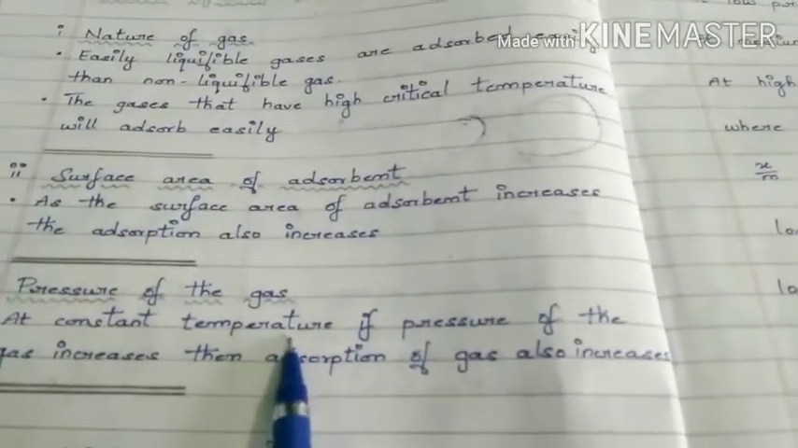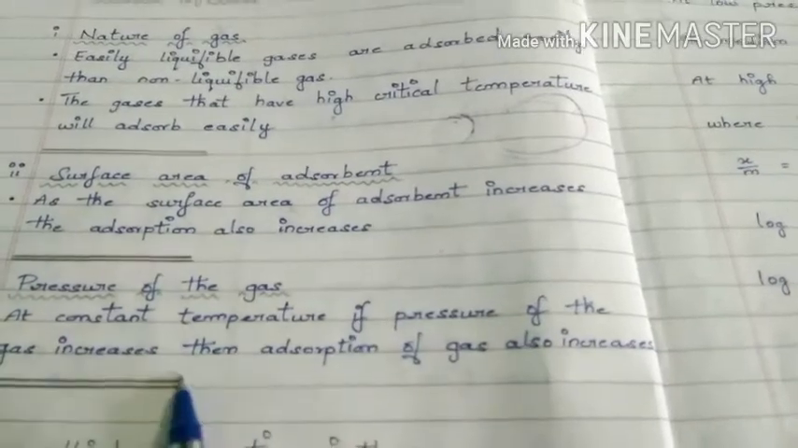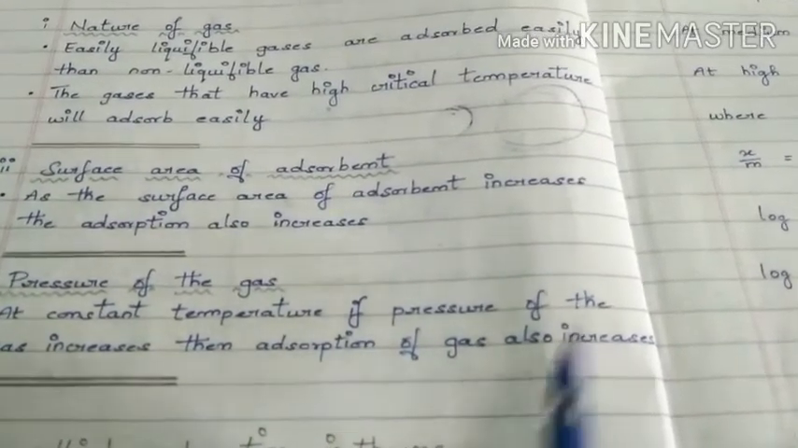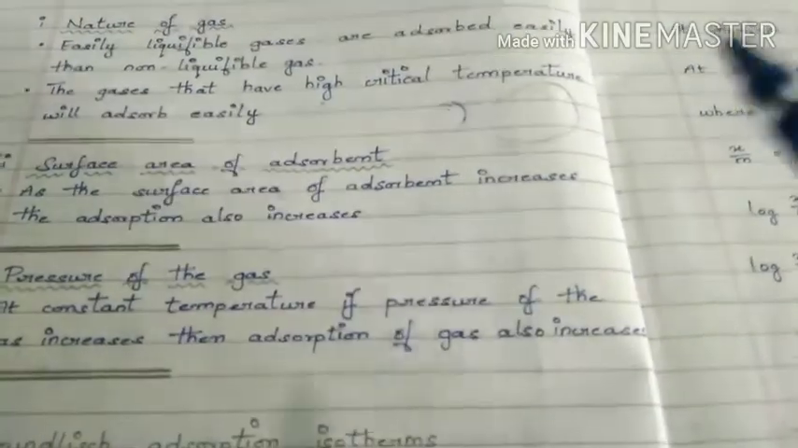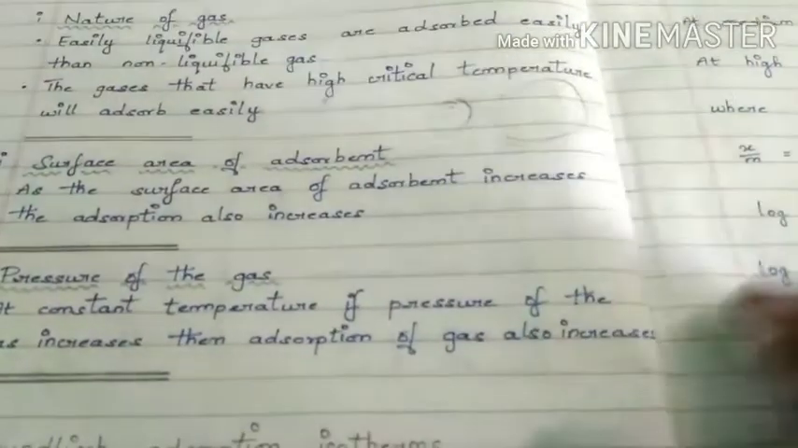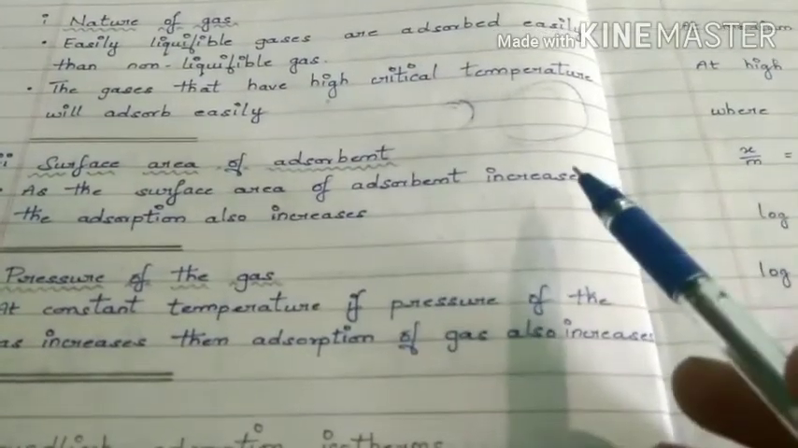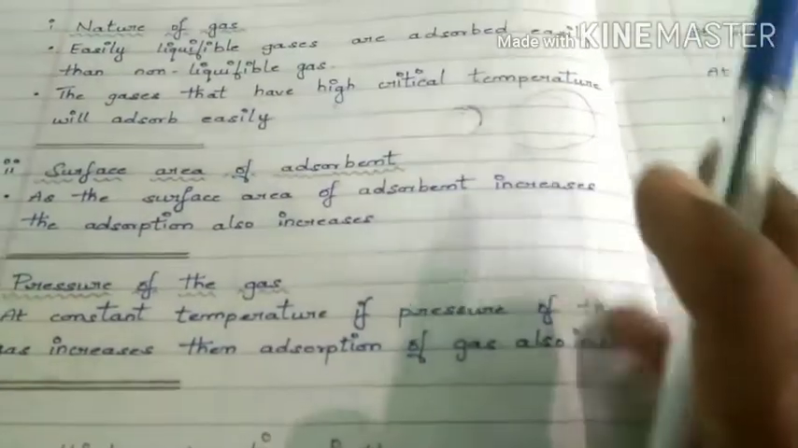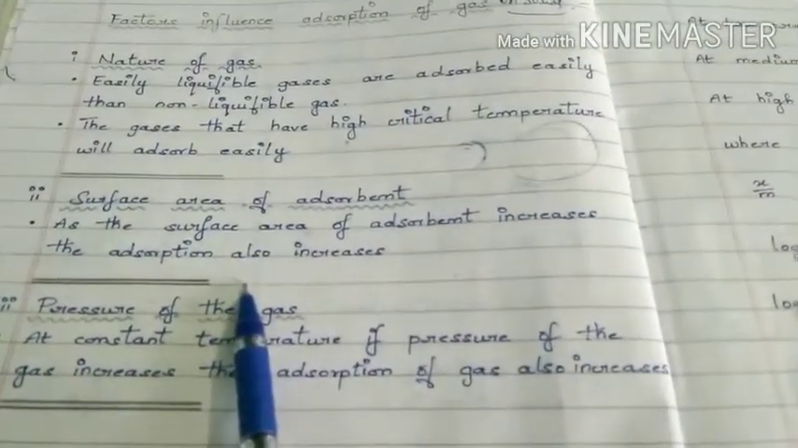Next, pressure of the gas. At constant temperature, that means temperature is constant, if pressure of the gas increases, then adsorption of gas also increases. That means at constant temperature, if you apply more pressure, then adsorption also increases. So these are the factors which influence adsorption of gases on solids.